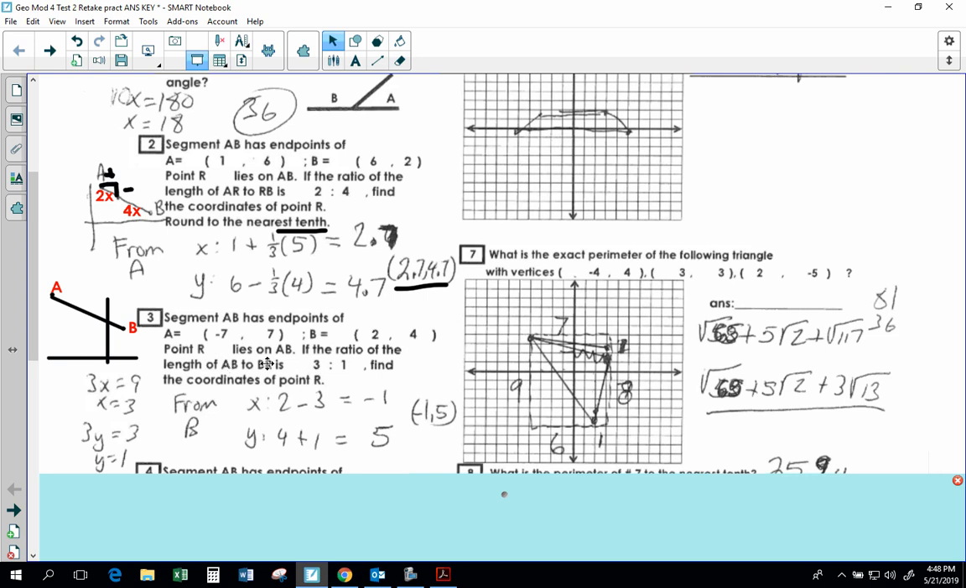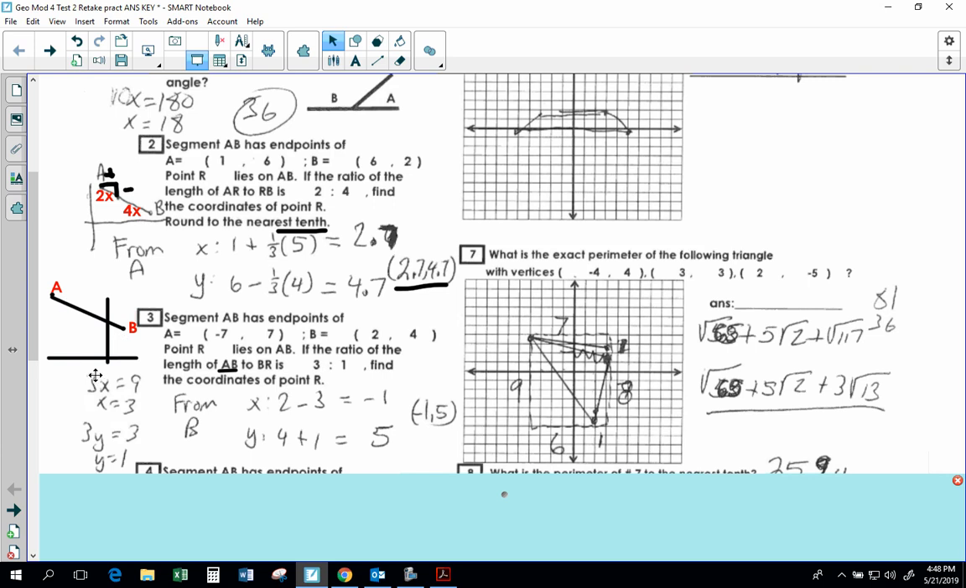Okay, somewhere in here. Now notice, we have to pay attention to this, it says the length of AB is 3 parts. AB happens to be the entire distance, so this whole distance is 3x.